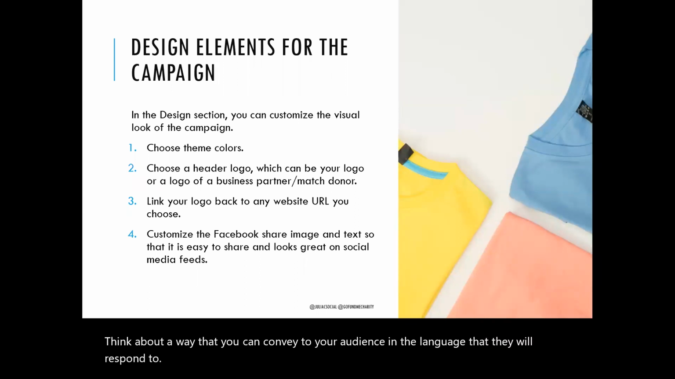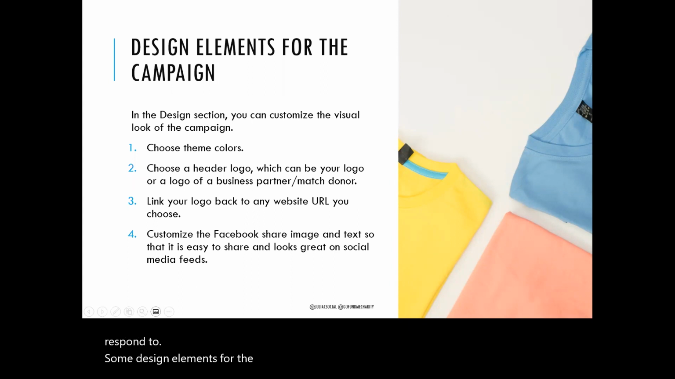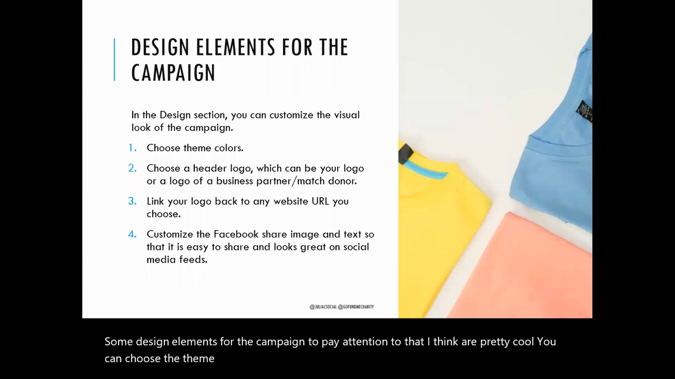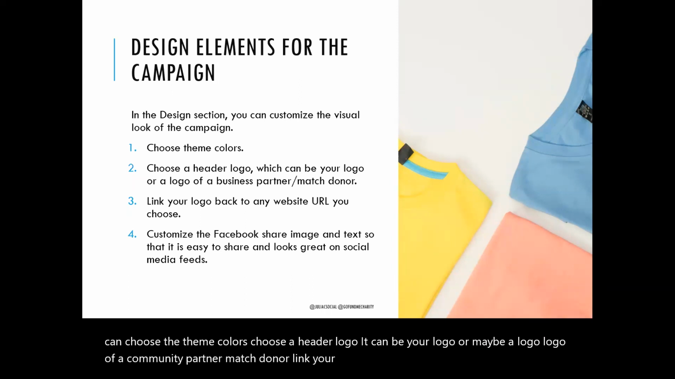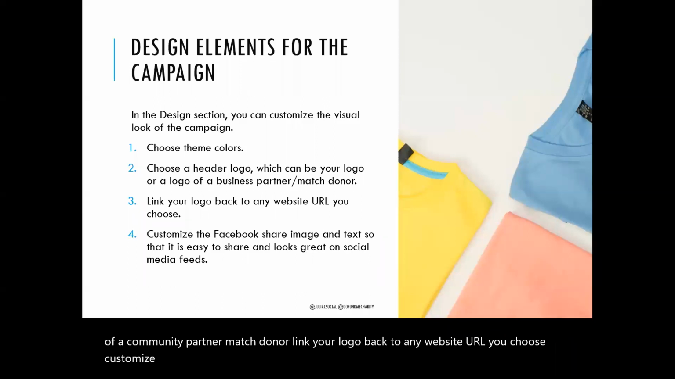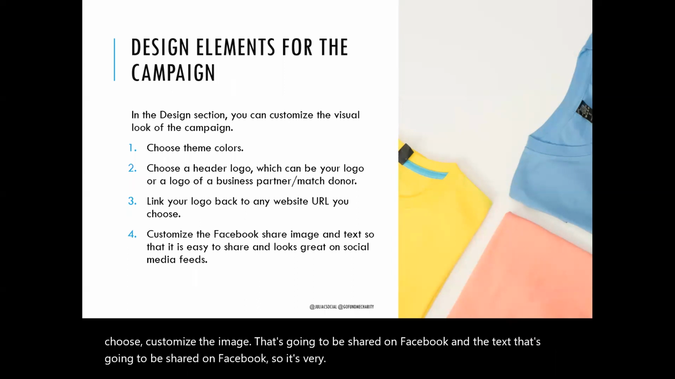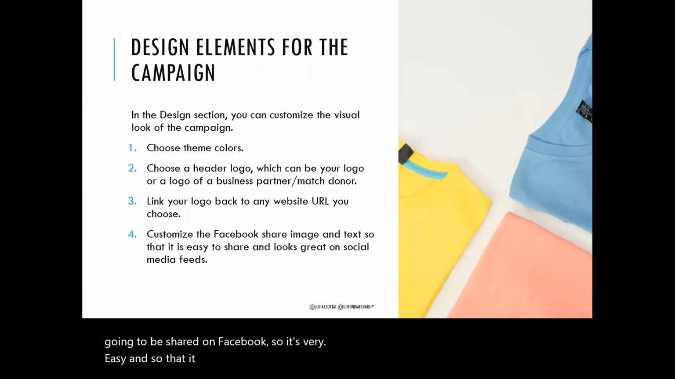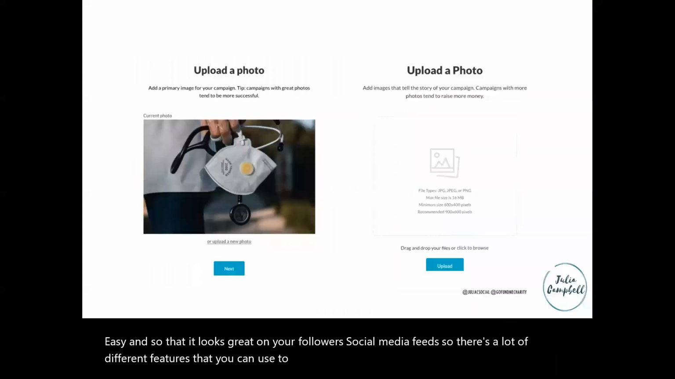Some design elements for the campaign to pay attention to that I think are pretty cool. You can choose the theme colors, choose a header logo. It can be your logo or maybe a logo of a community partner, a match donor. Link your logo back to any website URL you choose. Customize the image that's going to be shared on Facebook and the text that's going to be shared on Facebook, so it's very easy and so that it looks great on your followers' social media feeds. So there's a lot of different features that you can use to customize the design elements for the campaign.